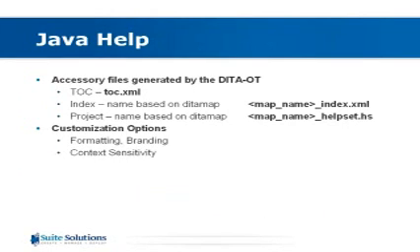Java help, the DITA OT provides not only the HTML file, but also gives you your table of contents and an index, and a help set file which defines what the Java help contains. And you can change the formatting of your HTML files, the branding of how the help set looks, and add context sensitivity to your documents.